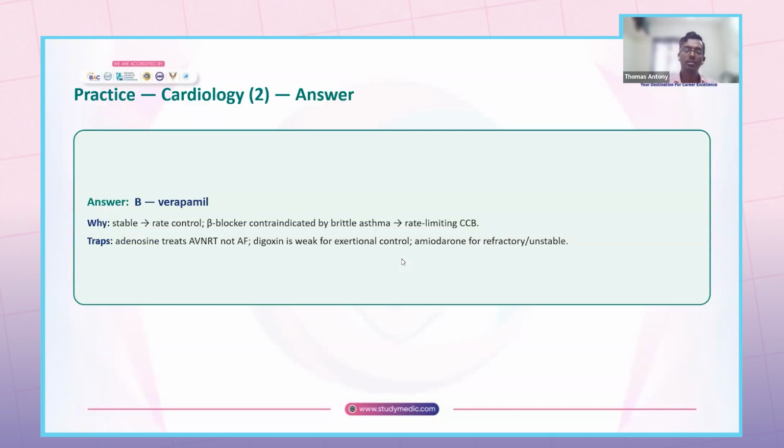Okay, we'll go into the answer. Here, verapamil is preferred. Why? Because the patient is stable. If the patient is stable, we go for rate control. Beta blocker is contraindicated by the severe asthma here. So we prefer a rate limiting calcium channel blocker. Again, adenosine treats AVNRT and not AF. Digoxin is weak for exertional rate control. Amiodarone is for refractory or unstable cases.